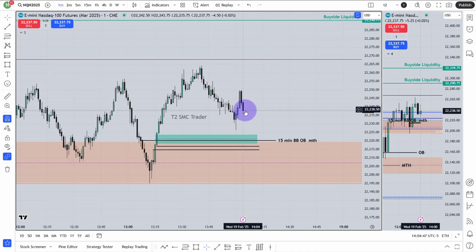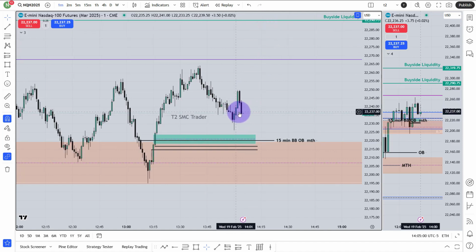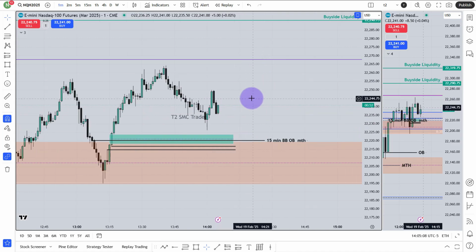If it makes another market structure shift after reacting from this fair value gap, if it gives me another market structure shift with a fair value gap before reaching this area, yes, I will take that buy. But from this area, I'm not going to take any kind of buying opportunity. I would love to see this market react from there, come until this area, then go higher. So let's wait.